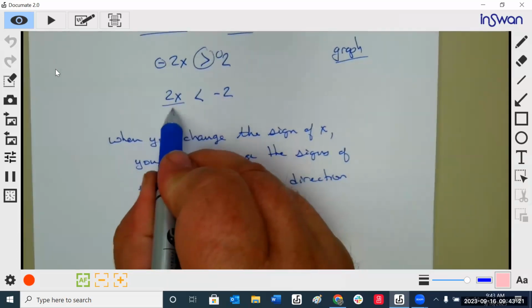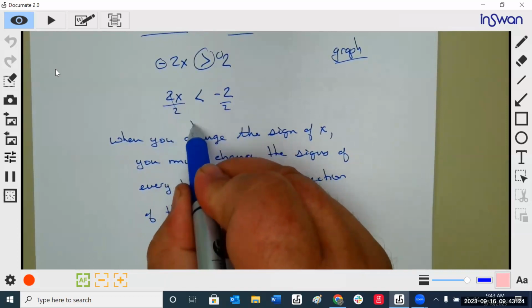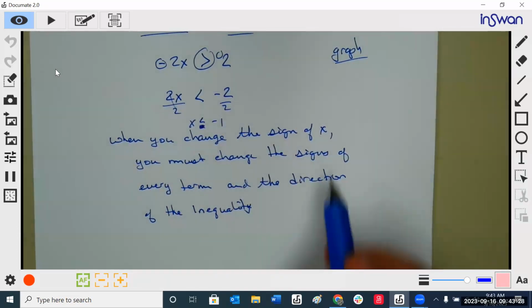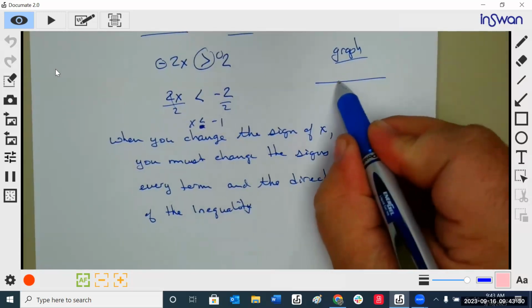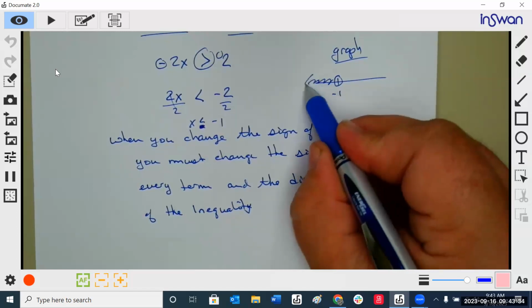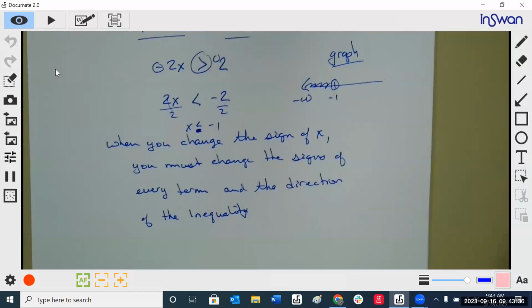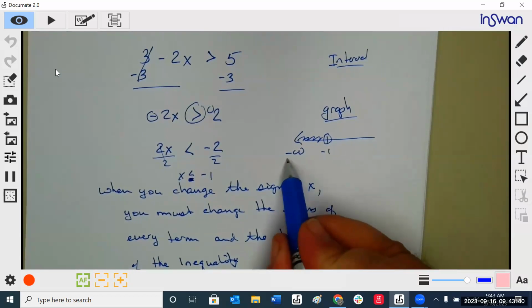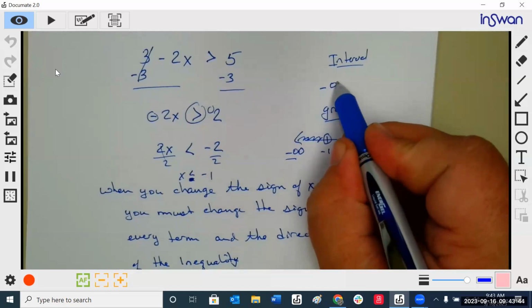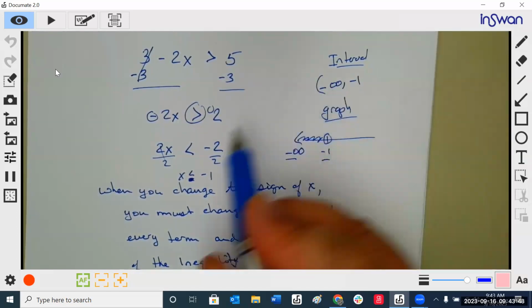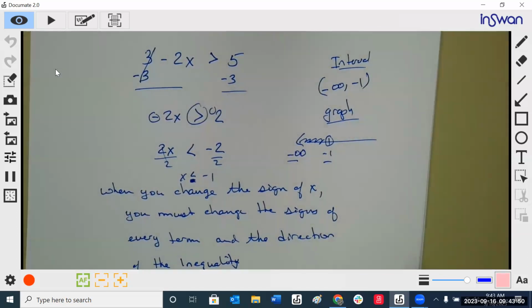So then, now we just divide by 2. So X is strictly less than -1. So we have -1. It's an open circle and it goes to the left. Since the smallest is negative infinity and the largest is -1, they're both parentheses.